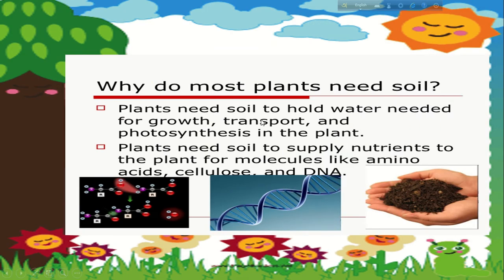Why do most plants need soil? Because plants need soil to hold water needed for growth, transport and photosynthesis in the plant. Photosynthesis is a process. In the next slide I will discuss it. Then plants need soil to supply nutrients to the plant for molecules like amino acids, cellulose and DNA.